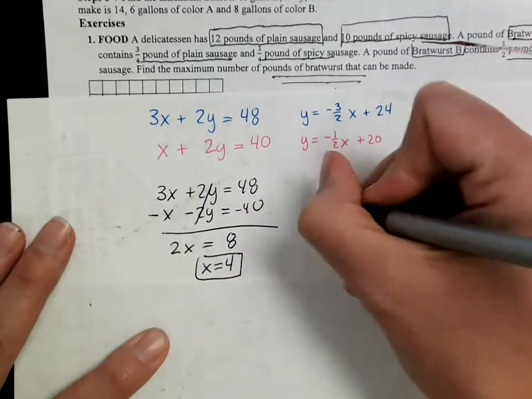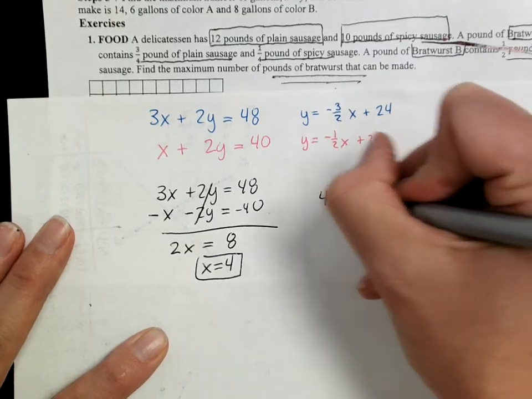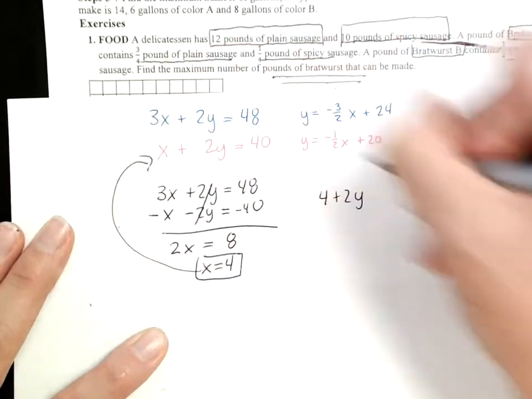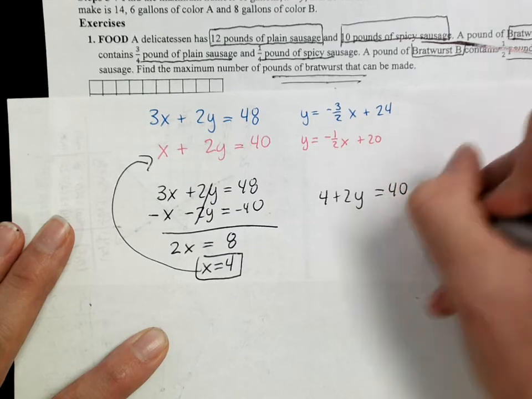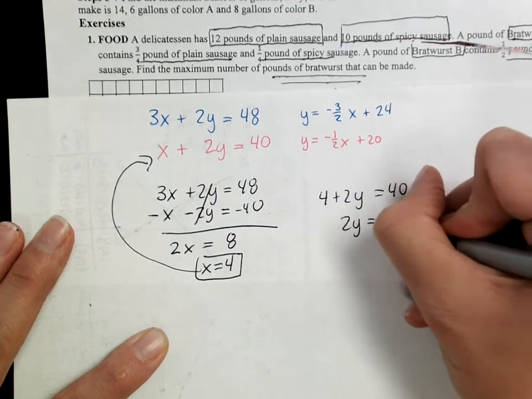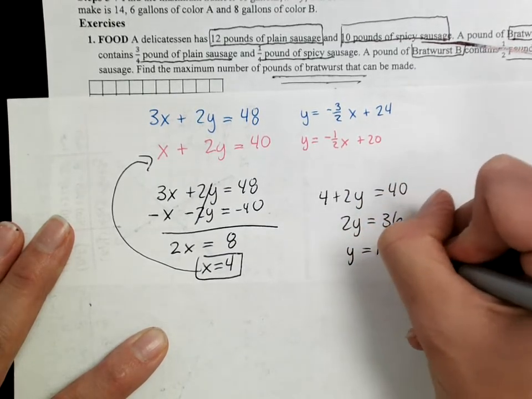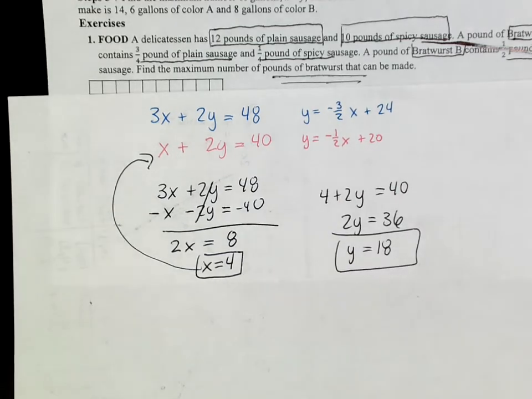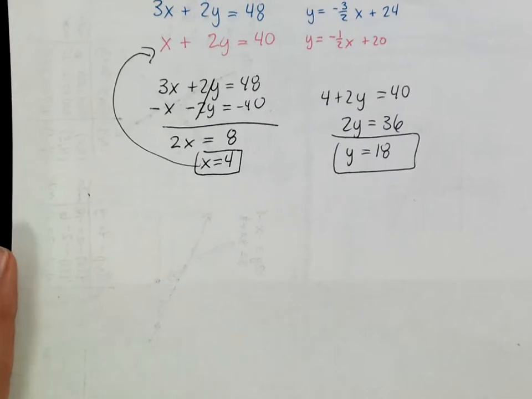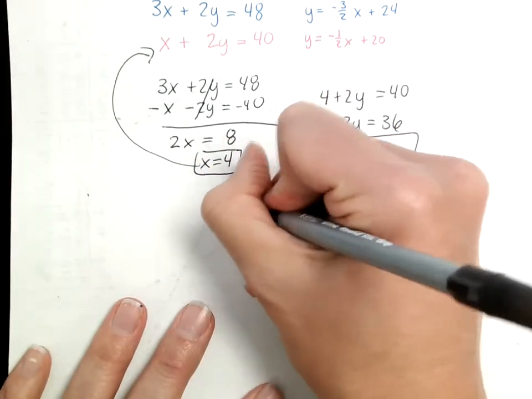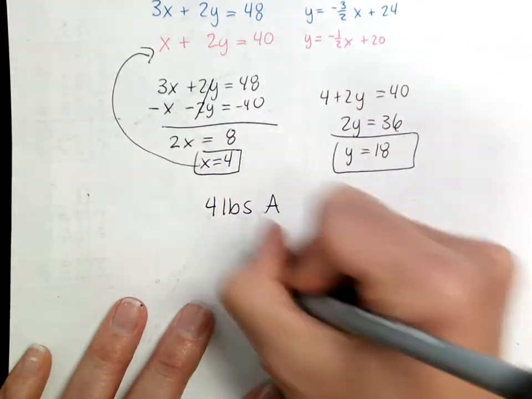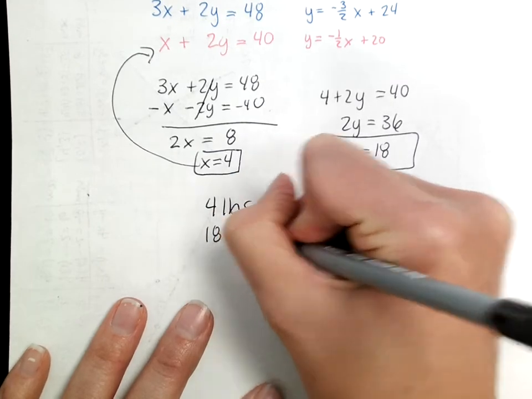If x is 4, I'm going to plug it back in right there. Plus 2y equals 40. 2y equals 36. Y equals 18. So the solution to this, the maximum point, is going to occur when you make 4 pounds of bratwurst A and 18 pounds of bratwurst B.